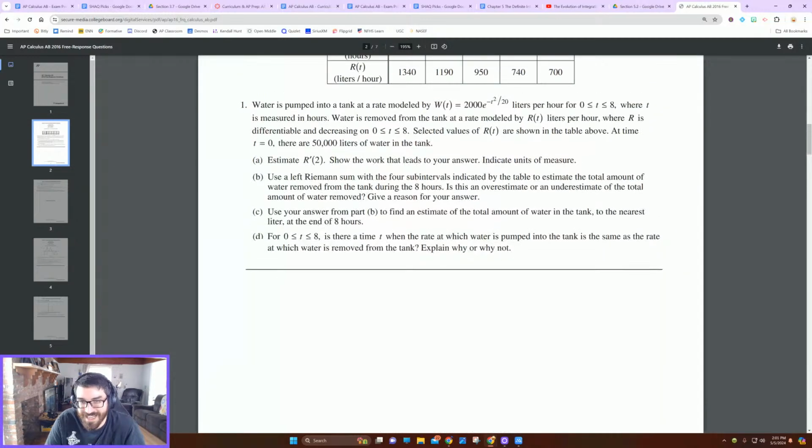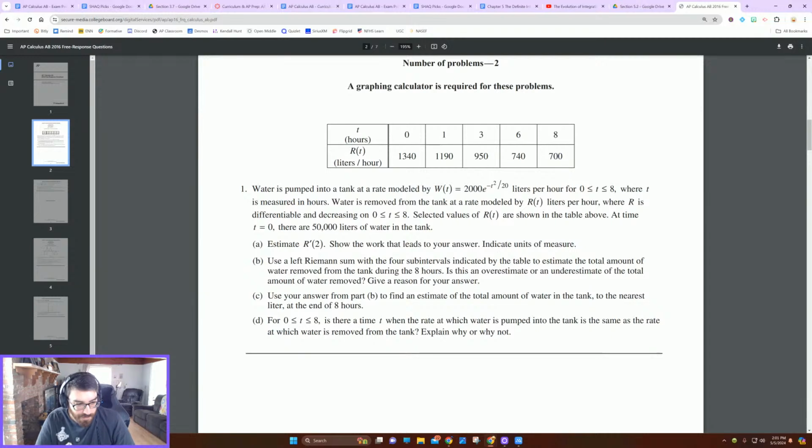Oh my gosh, guys, an in and out problem. An in and out problem is the first FRQ I open up. Come on. You know College Board's going to put an in and out problem on your exam this year.